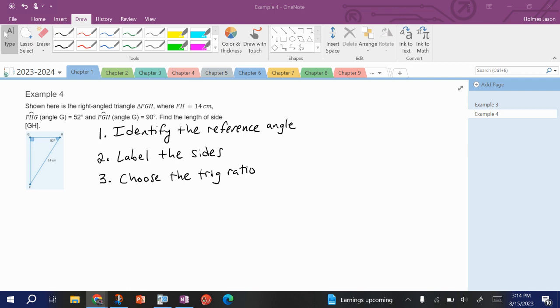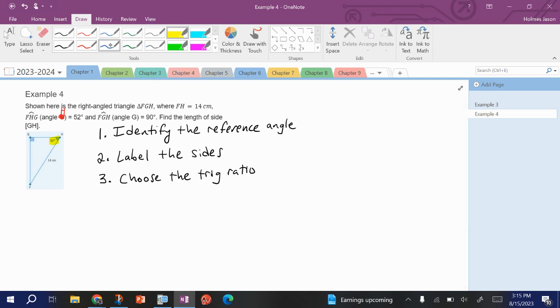It says shown here is the right angled triangle FGH, where side length FH is 14 centimeters. It says angle G. Let's go ahead and cross off angle G. This was an error, so it should say angle H. It says angle FHG is 52 degrees and angle G is 90 degrees. Find the length of side GH. So let's first highlight or circle the reference angle. There it is. It is 52 degrees.